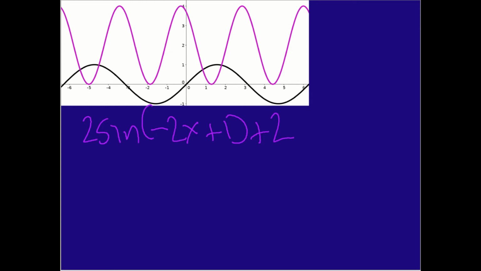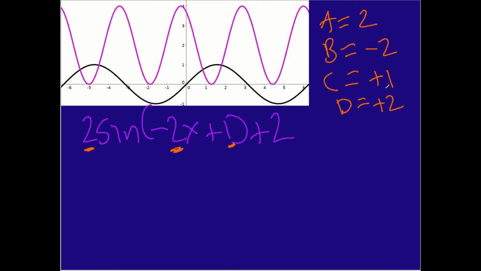All right, so let's just pull this apart piece by piece. So our A in this situation is going to be 2. That's this guy right here. Our B in this situation is going to be negative 2. That's this guy right here. Our C in this situation is going to be positive 1. That's this guy right here. And our D in this situation is going to be positive 2.